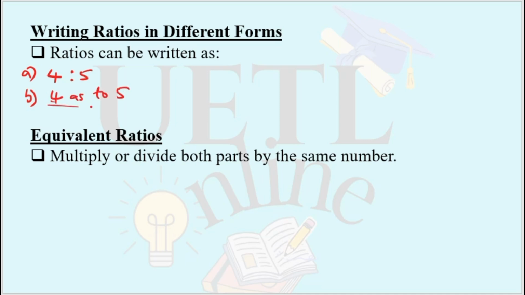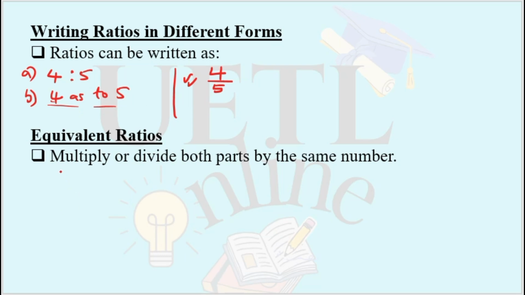We have written our ratio in this form. The other way is that it can be written as a fraction, so 4 over 5. You can know that it's a ratio. So these are the three ways we can write a ratio. When you see it like this, and like this, it means it's a ratio.